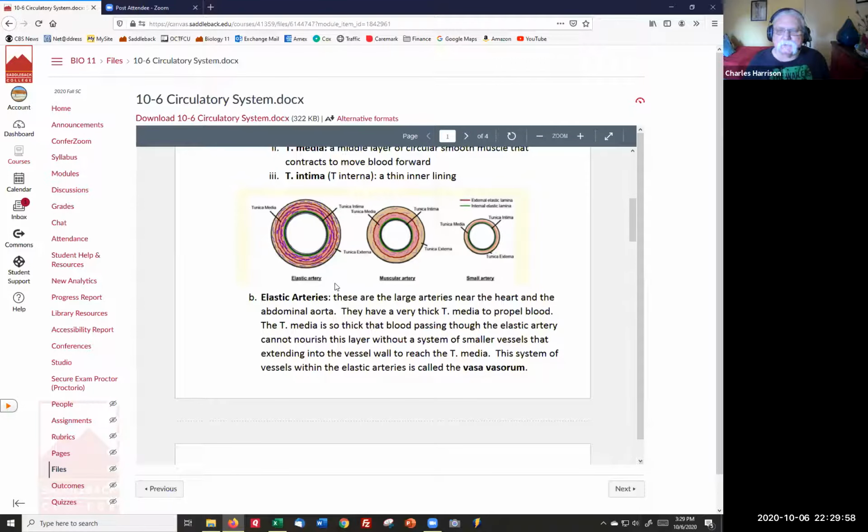And then when that force stops for just a second, the elastic artery contracts again and forces more blood along. Okay, sort of like a second heart chamber. The heart itself does most of the pumping, of course, but this gives it an edge here, helps it out.